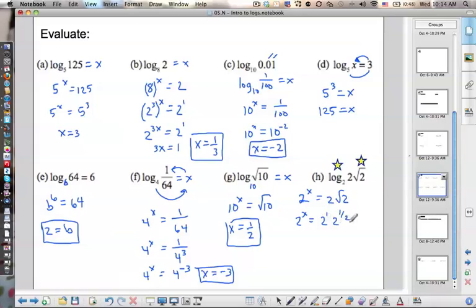So I know I add these pieces just like x times x, I add these. That's x squared. I add these as well. So that's 2 to the x equals 2 to the 1 and 1/2. I write that as a fraction. That's 3/2. So x equals 3/2.